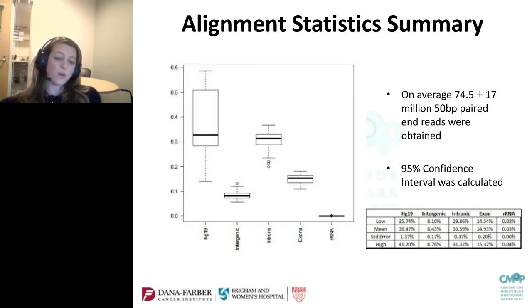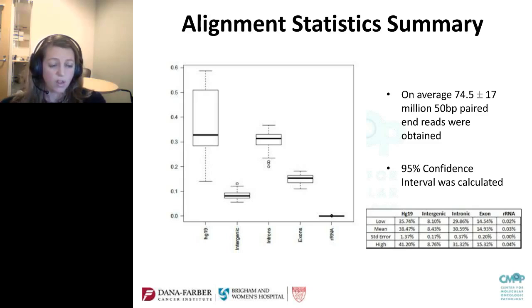I just looked at one representative sample, and this is for the whole cohort. This is looking at 16 tumor normal pairs, so 32 samples. On average, there were about 75 million reads found. The 50 base pair paired end reads were obtained, and with 95% confidence interval calculated, the mean unique aligned reads are shown in the table here.